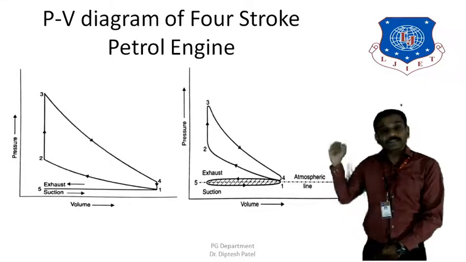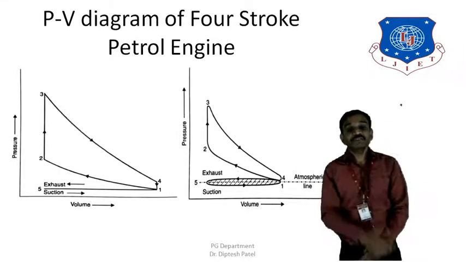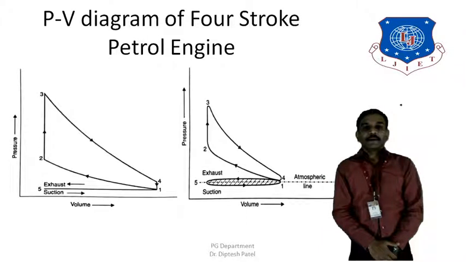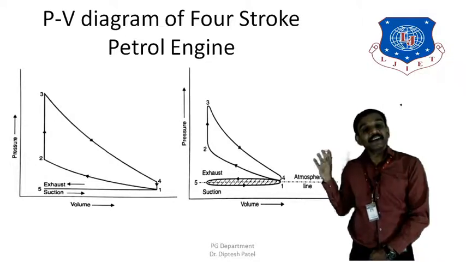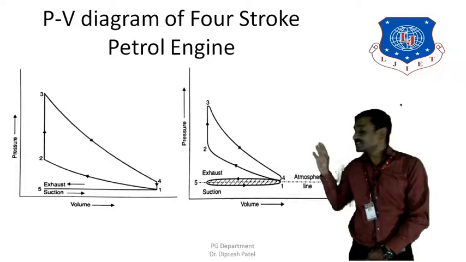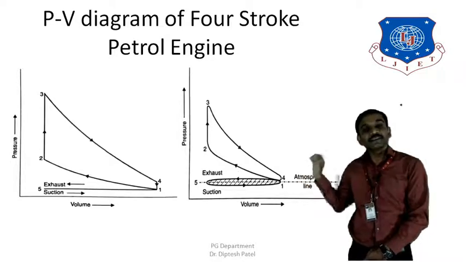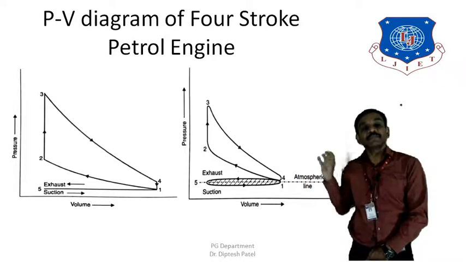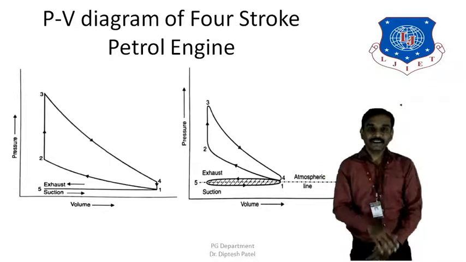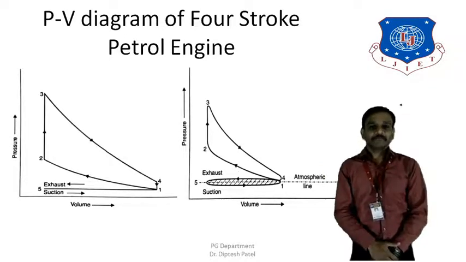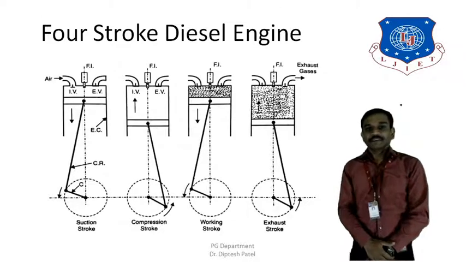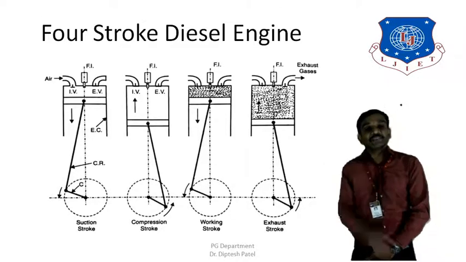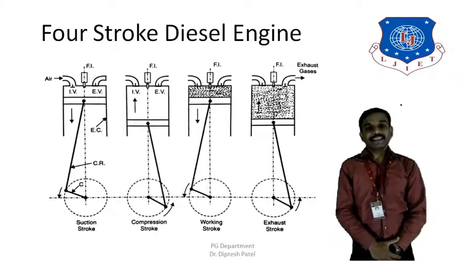On the right hand side you can see the actual PV diagram of the 4-stroke petrol engine. Here the heat is added at constant volume. So you can see point 2 to 3. Heat is added at constant volume, and that's why this cycle is also known as the constant volume cycle. Then, let's move to the next one, which is the 4-stroke diesel engine.